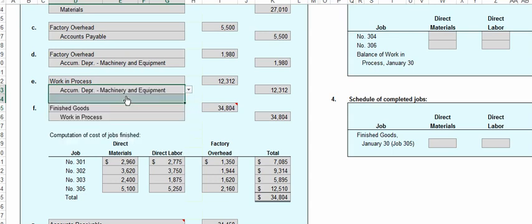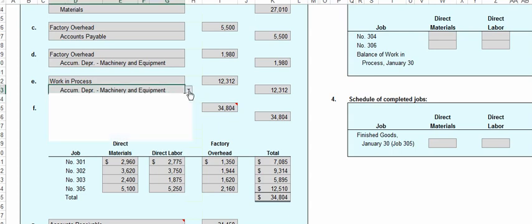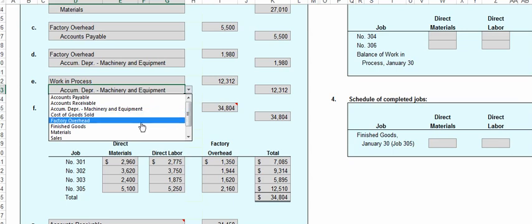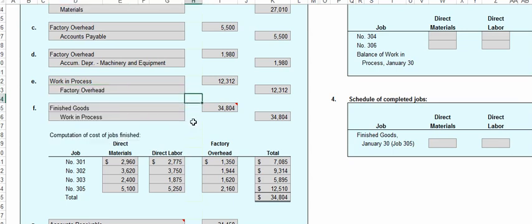Then, once the jobs are completed, it's the wrong account there. I didn't mean to change that. That should be a credit to factory overhead, wherever that is. Just clicked in the wrong thing there. Okay, once the jobs are completed, we're going to transfer their cost out of work in process and into finished goods. So we debit finished goods and credit work in process for the cost of the jobs that were finished. Cost of jobs finished, which we totaled here.